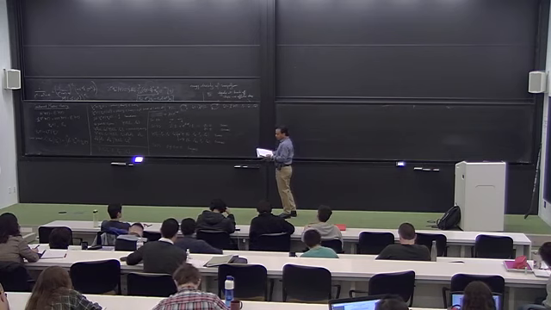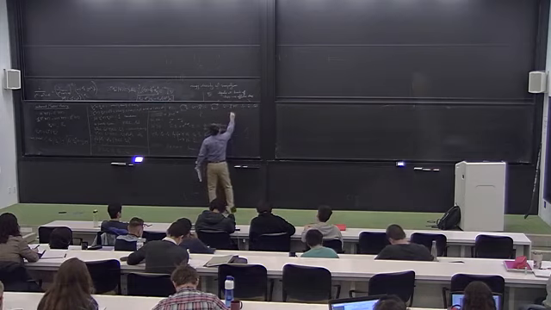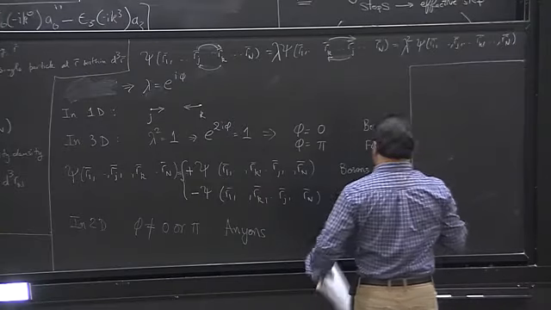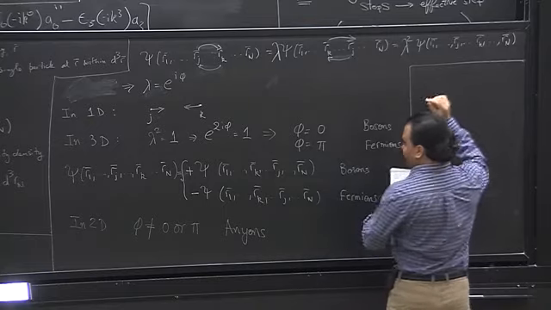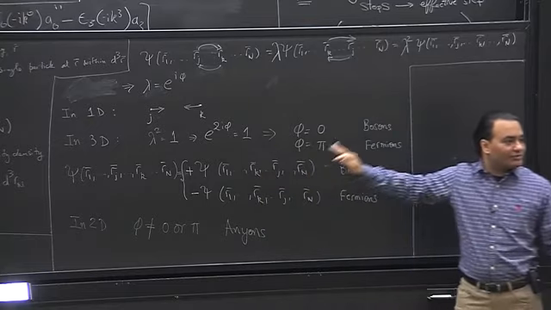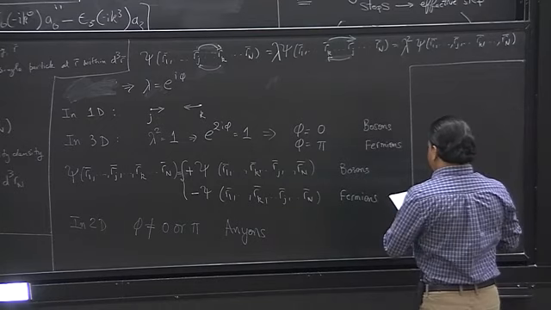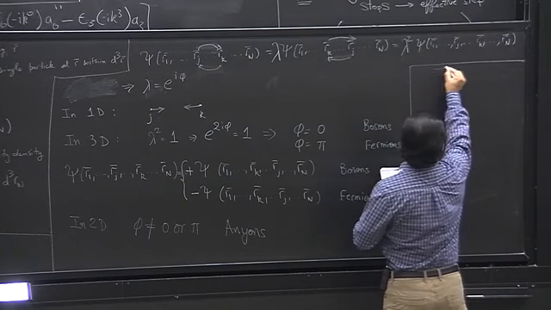So now let's just derive another trivial thing that we know. I'm going to go back to 3D and stick to bosons and fermions. Now let's consider two fermions.